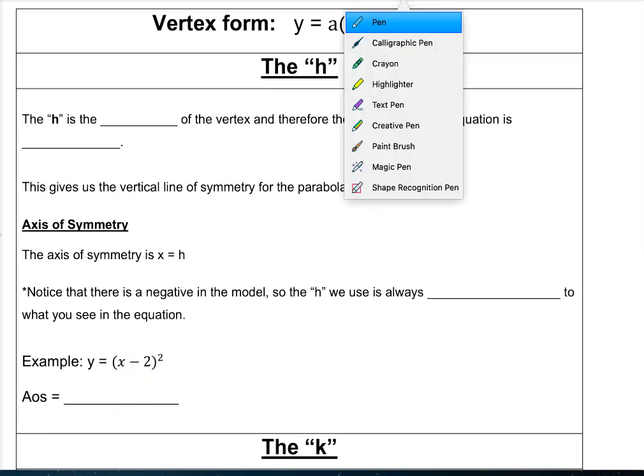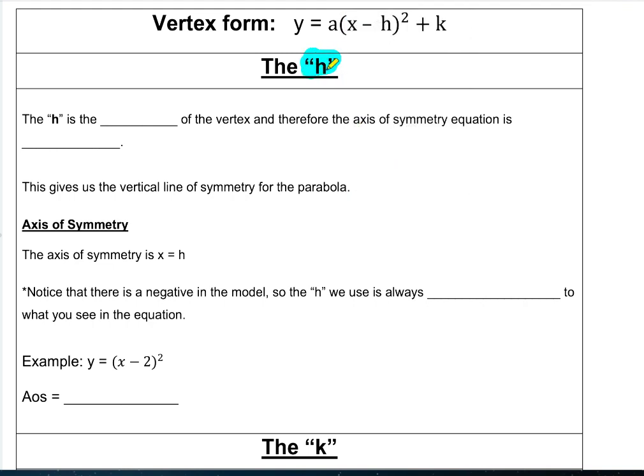Now we're going to focus on the h value. So that's this number in here. It's what's being subtracted from the x. So the h is the x coordinate of the vertex. Okay? That means it's also going to be our axis of symmetry. X is equal to h. So whatever that h value is, that's where my vertex is going to fall. That's the x value for it. And it's also where that axis of symmetry, that vertical line, is going to pass through.